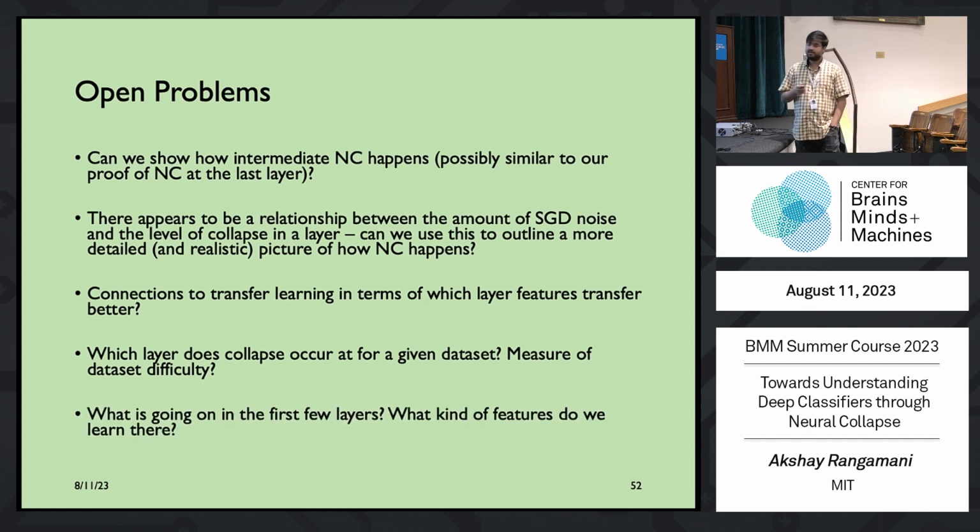And of course, if all I told you about was the top few layers of the deep network, what's going on in the first few layers? Are these just essentially doing random projections, or are we actually learning some interesting features there? I think we still need to figure out what's going on over there.